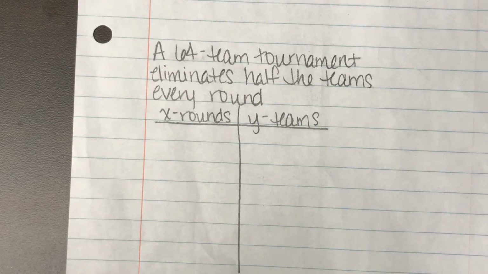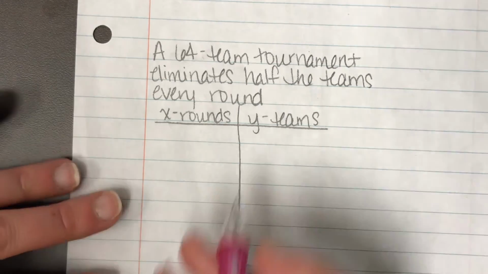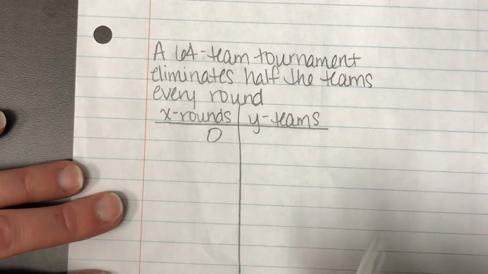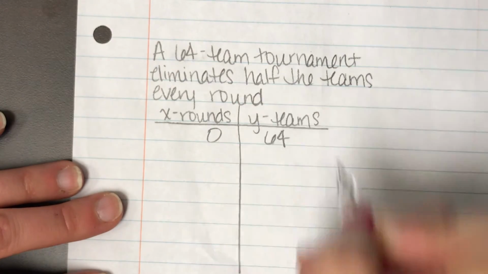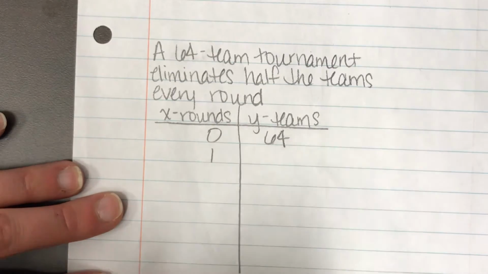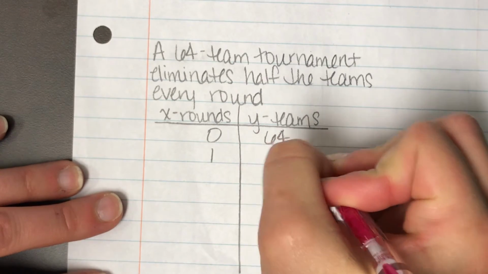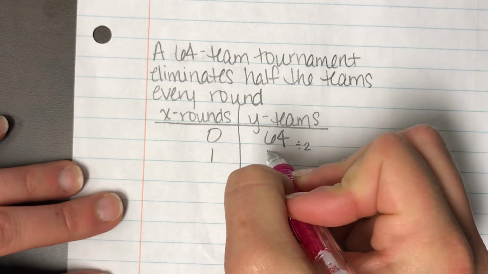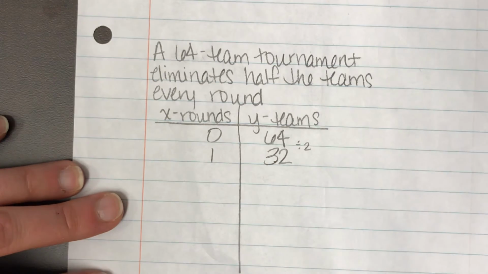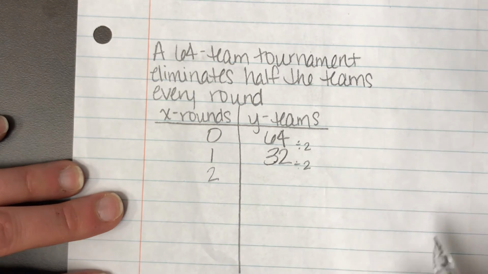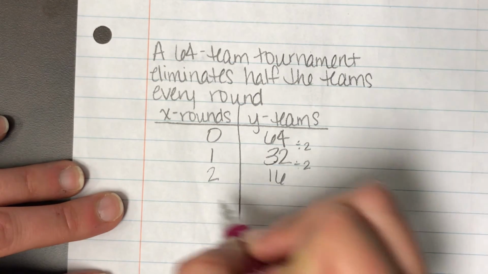We have a 64-team tournament, and we eliminate half the teams every round. Well, so at round 0, before I've played any rounds at all, I start out with 64 teams. After 1 round, half the teams have lost, so I'm going to divide that by 2 to get a total of 32 teams. After 2 rounds, I divide by 2 again. Half the teams have lost, and it drops to 16.